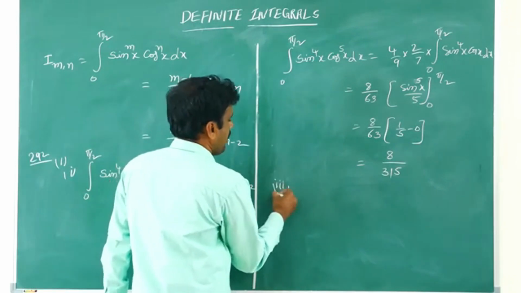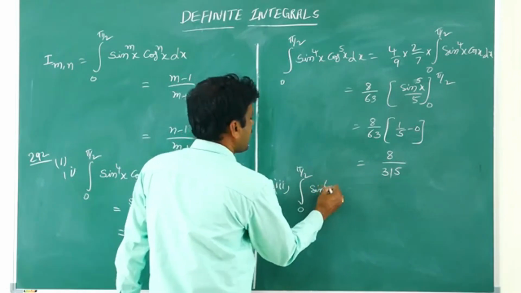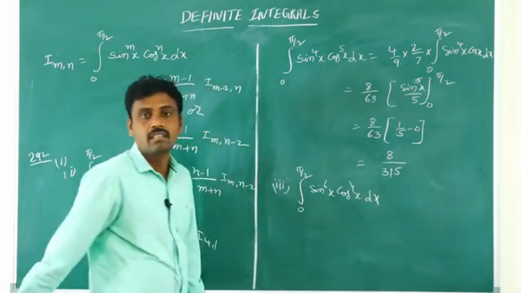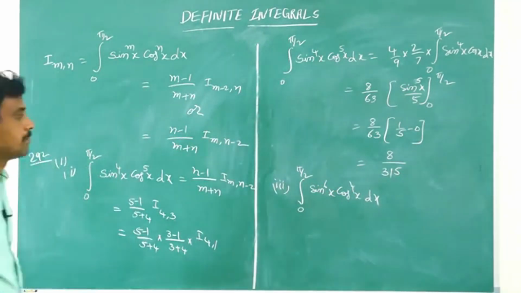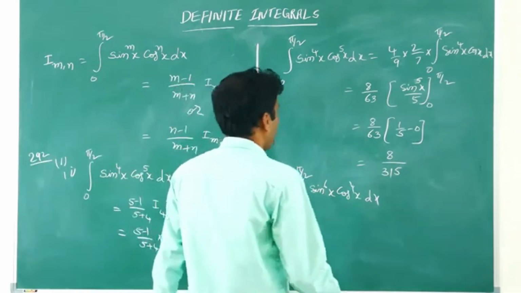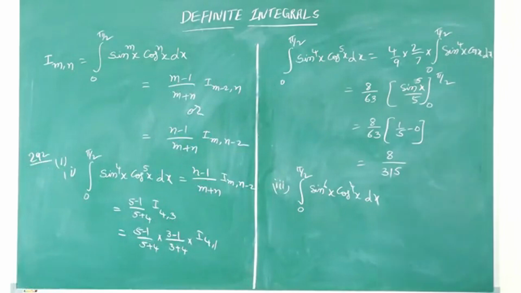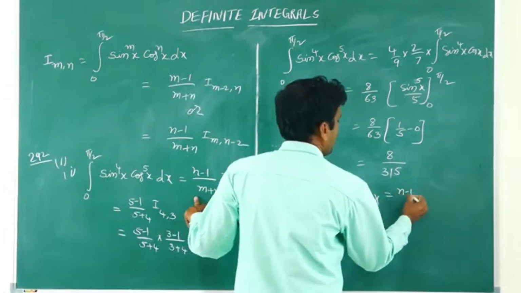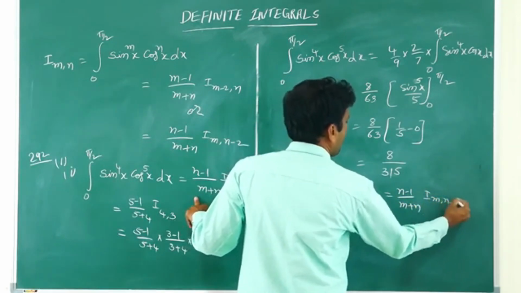sin^6 x cos^4 x dx. That is the same formula, (m-1)/(m+n) I(m-2,n), or (n-1)/(m+n) I(m,n-2).